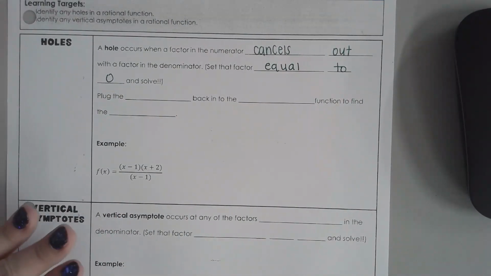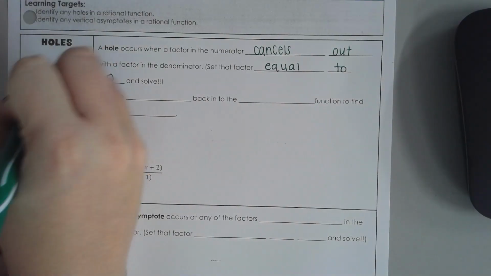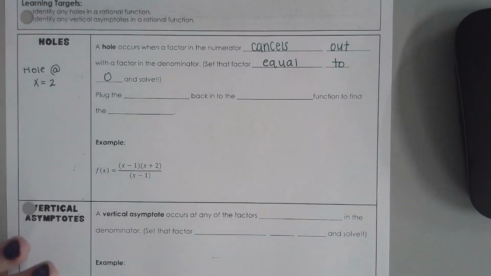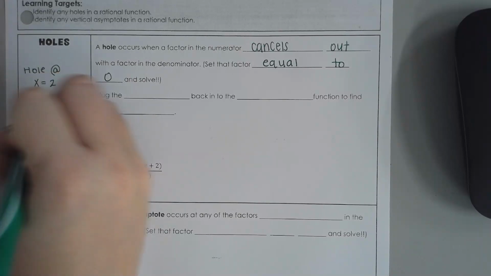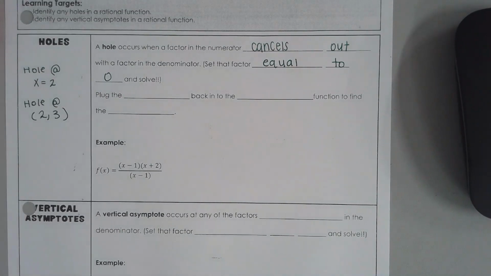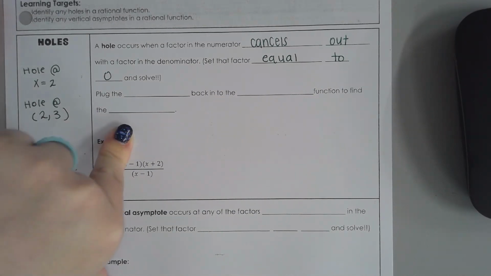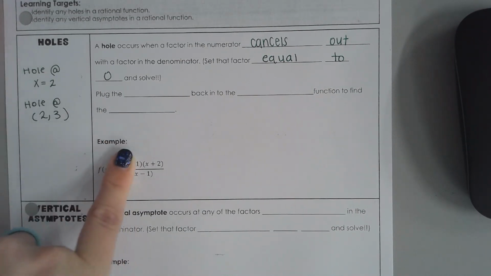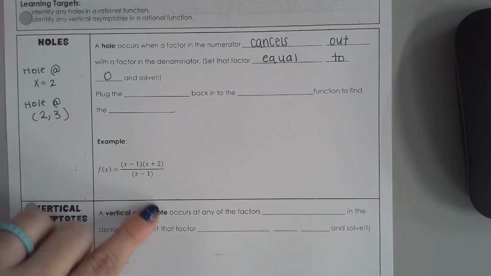Sometimes you will see that it might say there's a hole at x equals 2. Or you might see a hole at, and it might give you a coordinate like 2, 3. This was what I actually saw on the Precal Facebook group. Somebody posted, which way are we supposed to have our students do it? Some people said, just have them put x equals the number. Some people say the coordinate. So we're going to do both. We'll practice doing the coordinate just because that takes it one extra step.